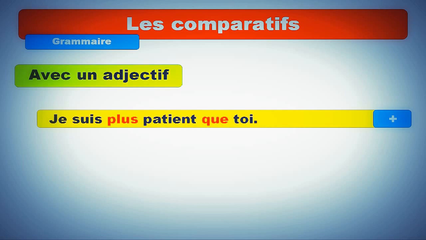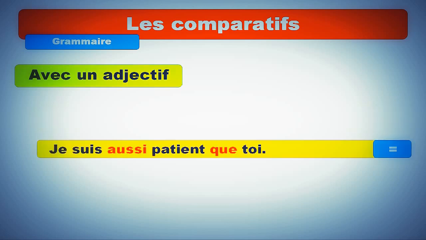Second situation, je suis aussi patient que toi. We'll actually try to pronounce this sentence and we will make this liaison. Je suis aussi patient que toi. So you can see that between suis and aussi, we've got this liaison, suis aussi. So let's repeat it together. Je suis aussi patient que toi.